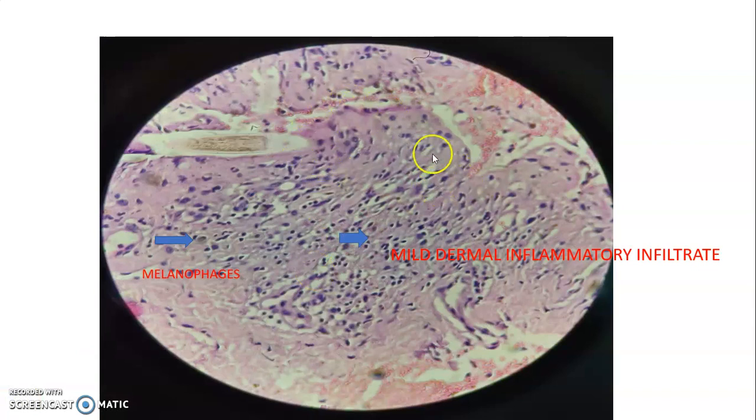This picture is showing the dermal inflammatory infiltrate. This is the papillary dermis showing a mild dermal inflammatory infiltrate along with presence of melanophages. These are melanophages. So a mild dermal inflammatory infiltrate along with presence of melanophages.